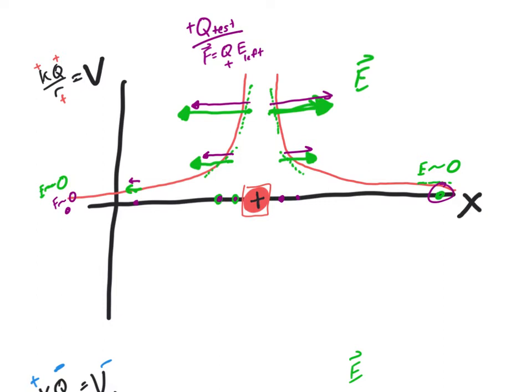In contrast, and once I do this, it'll be officially way too many arrows. What if I put a negative charge in the region? Well, if I put a negative charge in the region, such as here, it's not going to be pushed in the same direction as a positive charge. It'll be pushed in the opposite direction as a positive charge. Okay.